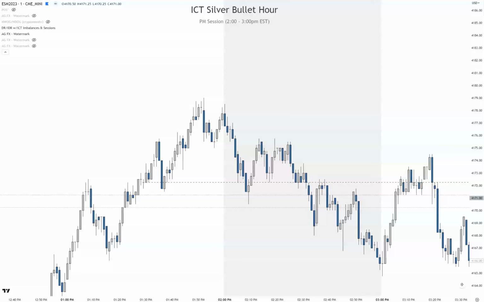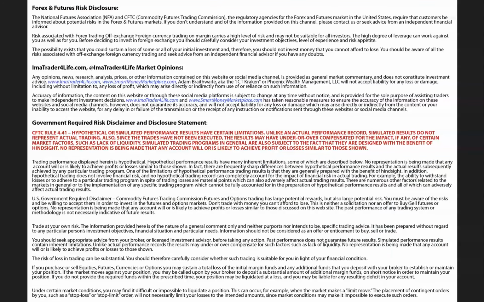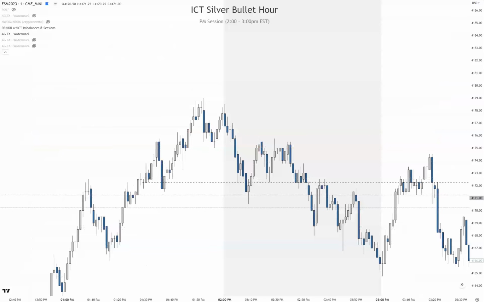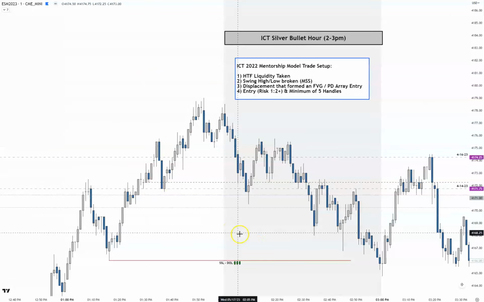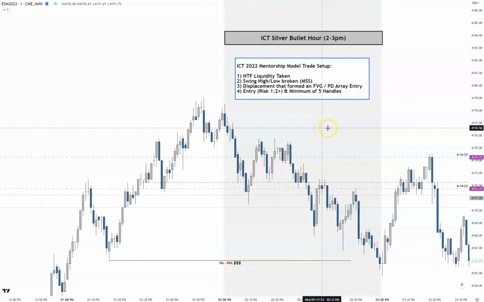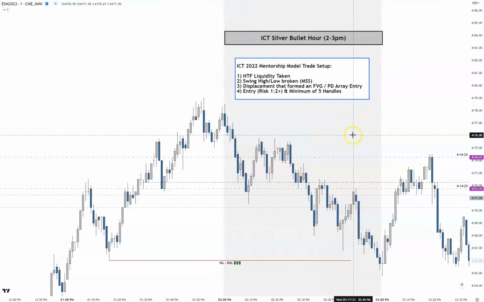Hey guys, I want to go over today's Silver Bullet session, the PM session from 2 to 3 p.m. Eastern Time. Alright, so let me turn this off and let's put the markings on here. Okay, so let's start off with this. The dark gray lines is the 2 to 3 p.m. session window. That's the Silver Bullet hour. I have an indicator that I made that does that for me.